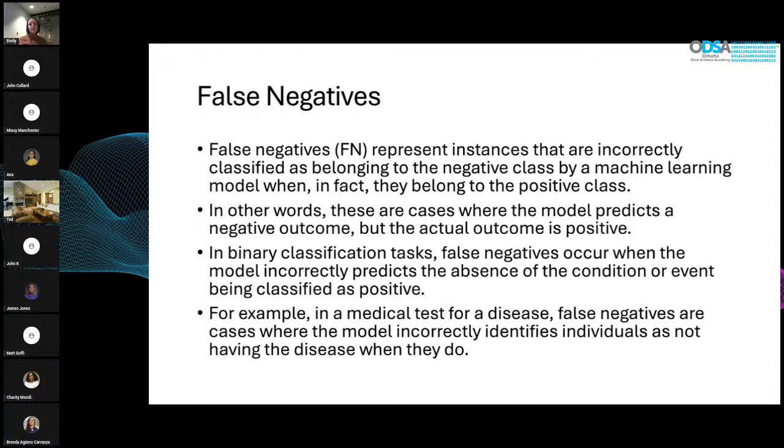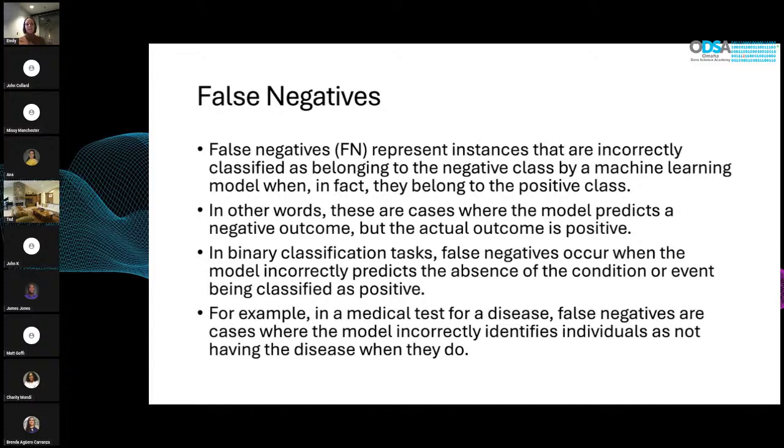Our false negatives are the situations where we predicted something was 0, predicted it was negative, predicted it was not spam, predicted it was not breast cancer, predicted it was not a banana, but in fact, it did belong to the positive class. It was spam, it was breast cancer, it was a banana. So our model was wrong in the way that it predicted 0.